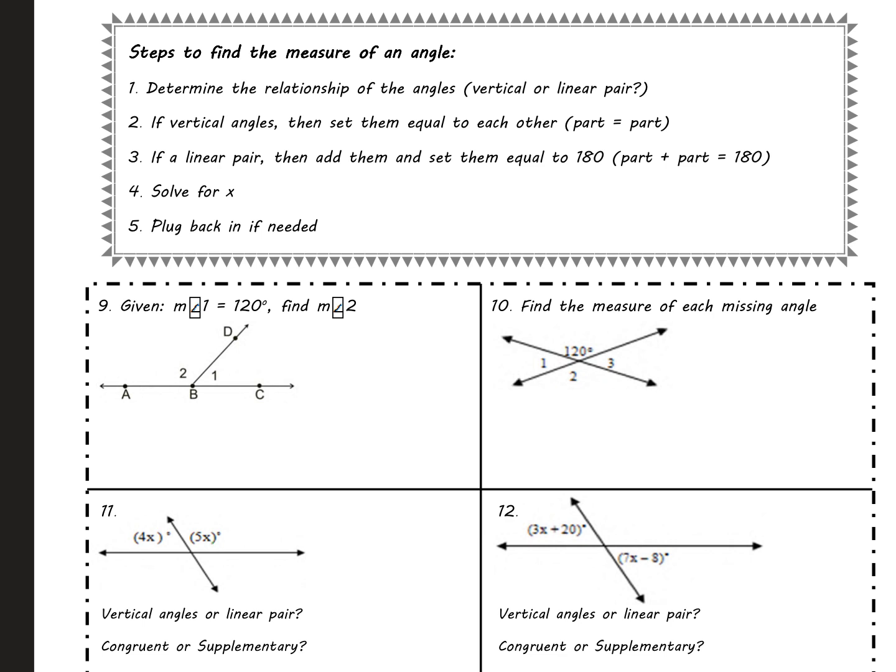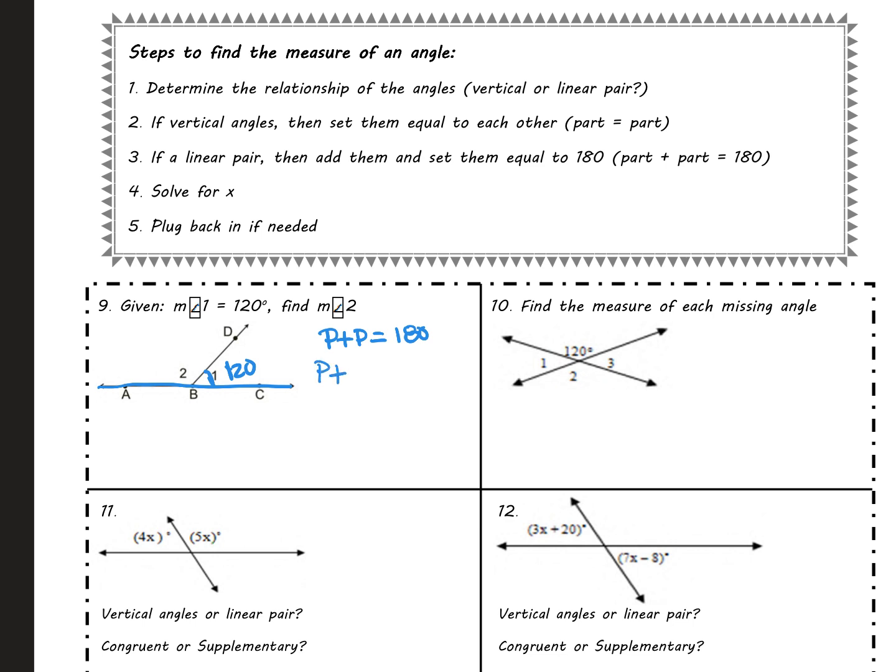And so what this tells us right here on question 9, let's go ahead and start it. It tells us that the measure of angle 1, which is going to be right here, is going to be 120 degrees, all right? And we can clearly see that this right here makes a straight line, and so we're gonna assume that they are a linear pair. And so I know that I have to use part plus part equals 180.